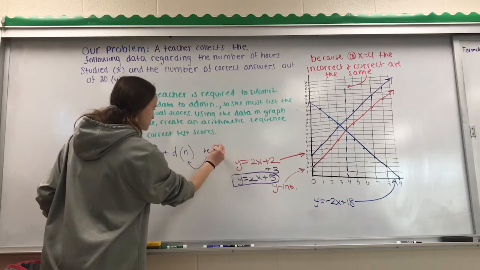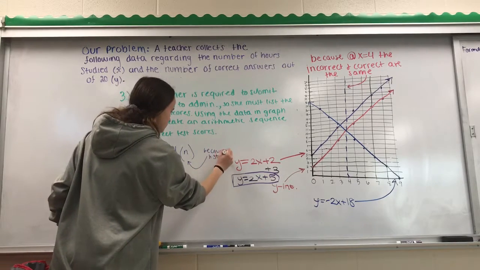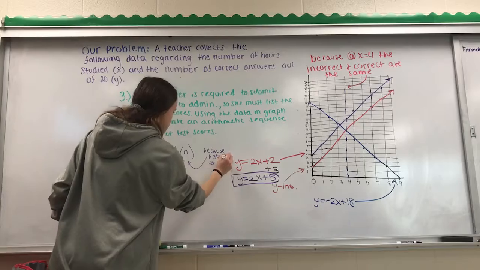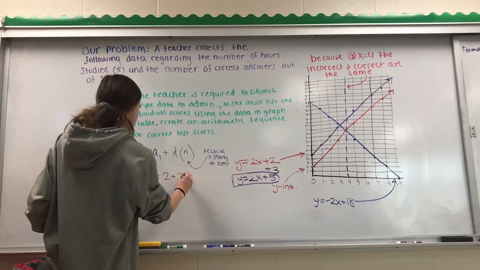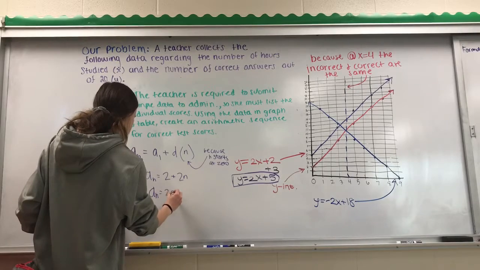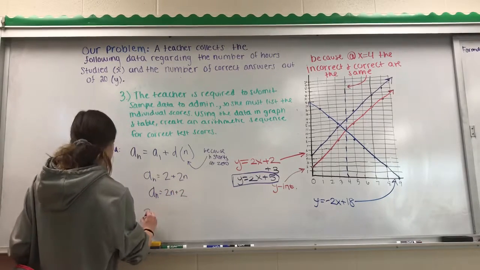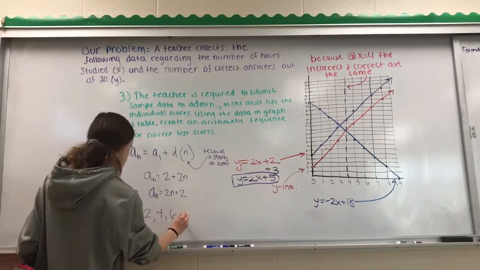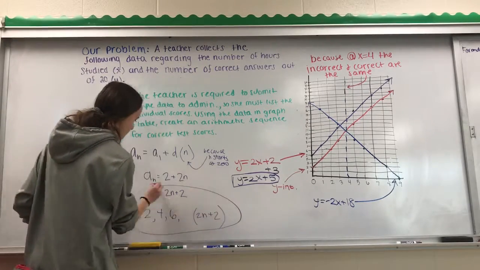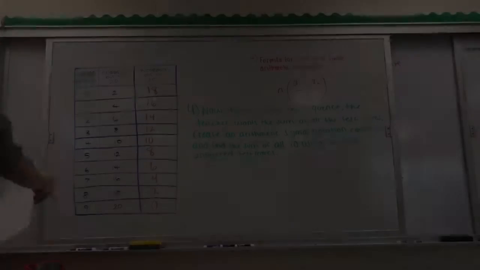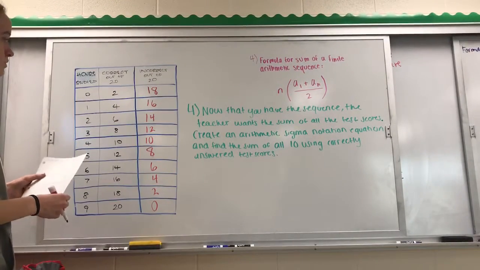So here, we took our x values, which were the hours of studying, and plugged them into the formula for the arithmetic sequence, which is a sub n equals a sub 1 plus d times n. And we can't have d times n minus 1 because you can't have negative test scores. So once we plug this in to get our first few values of the arithmetic sequence, we got that our formula was a sub n equals 2n plus 2.